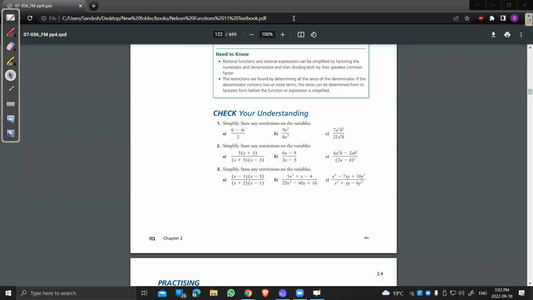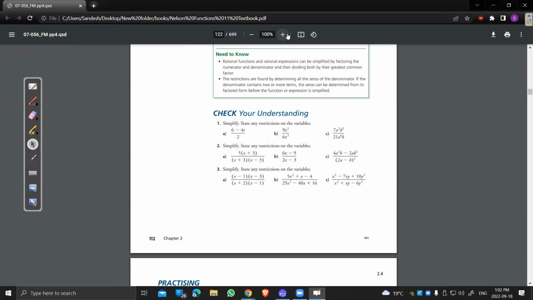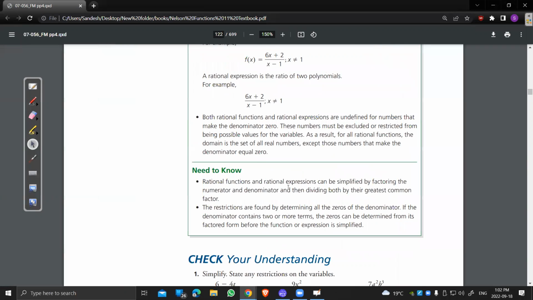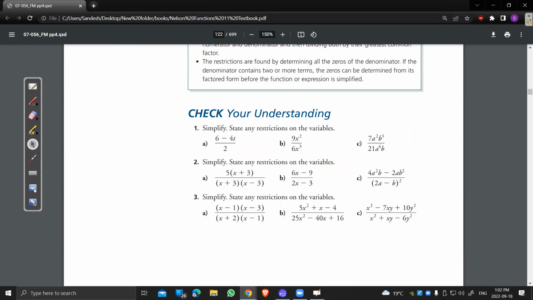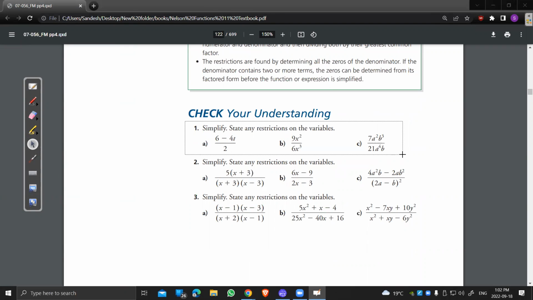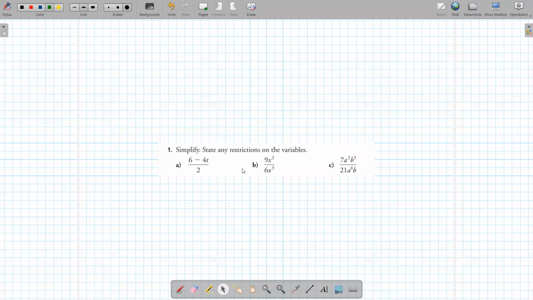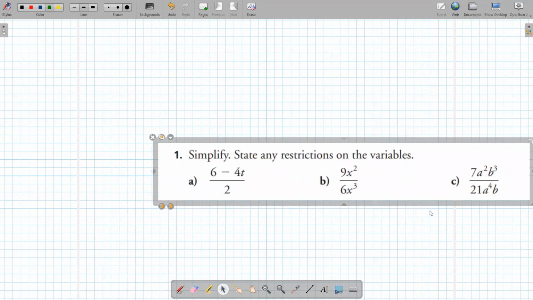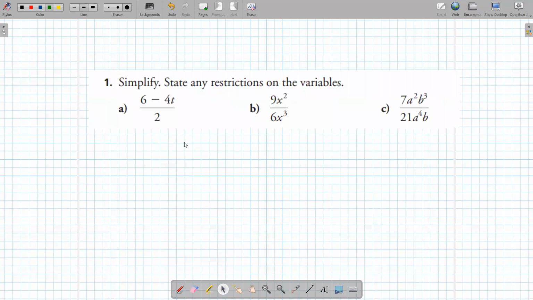All right, so we are doing simplification of these functions. Not a difficult concept. This one simply says simplify and state the restrictions. And again, this one is pretty straightforward. For example, here, what can we pull out in the numerator?